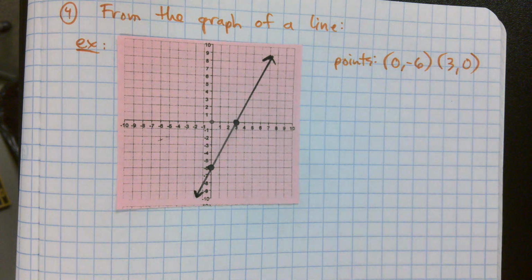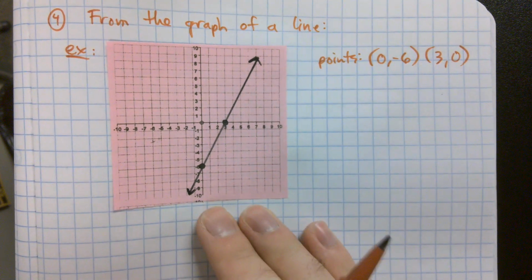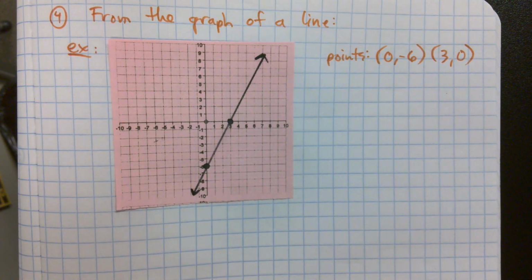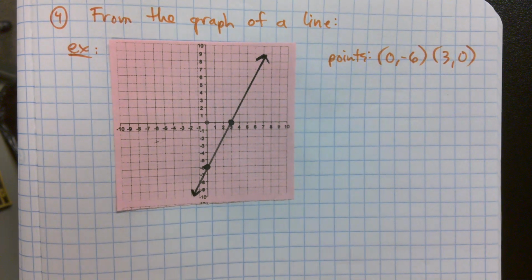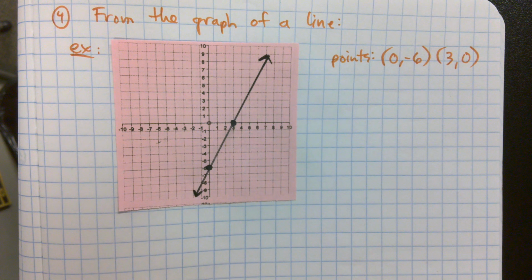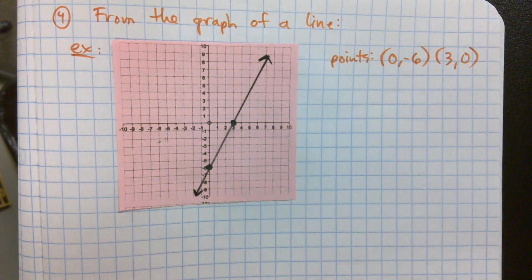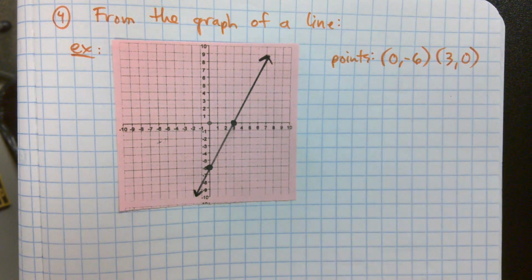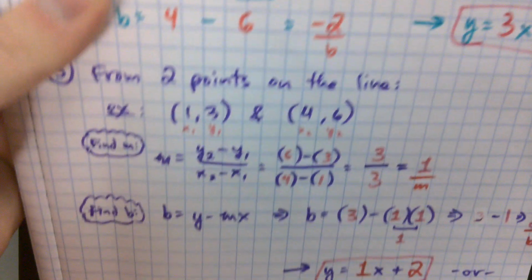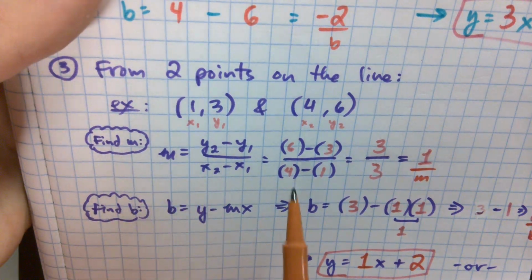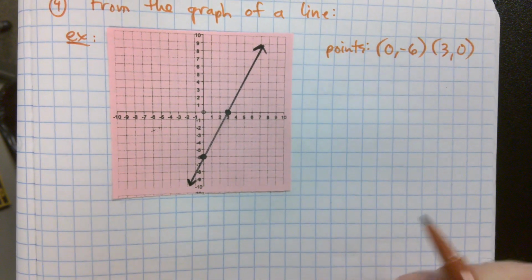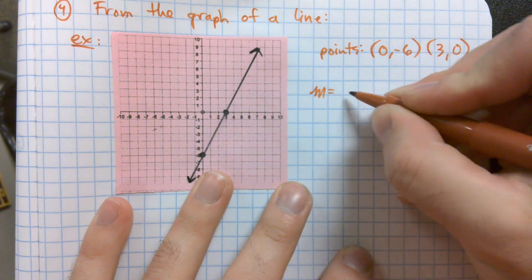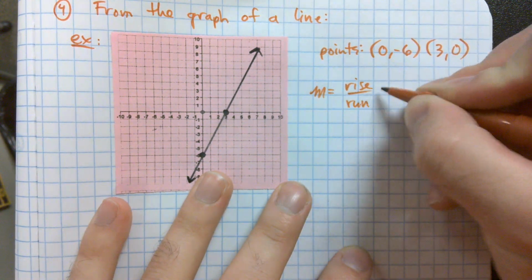Anyone remember how we can find the slope of a line when we're given a graph like this? Rise over run, right? Whenever we have a graph, the easiest thing for us to do is count. Technically we could use the slope formula like we did in method 3 to find m, but that's a little bit more math than I want to do, and it's a lot easier for us to get confused. So m is going to be my rise over my run.